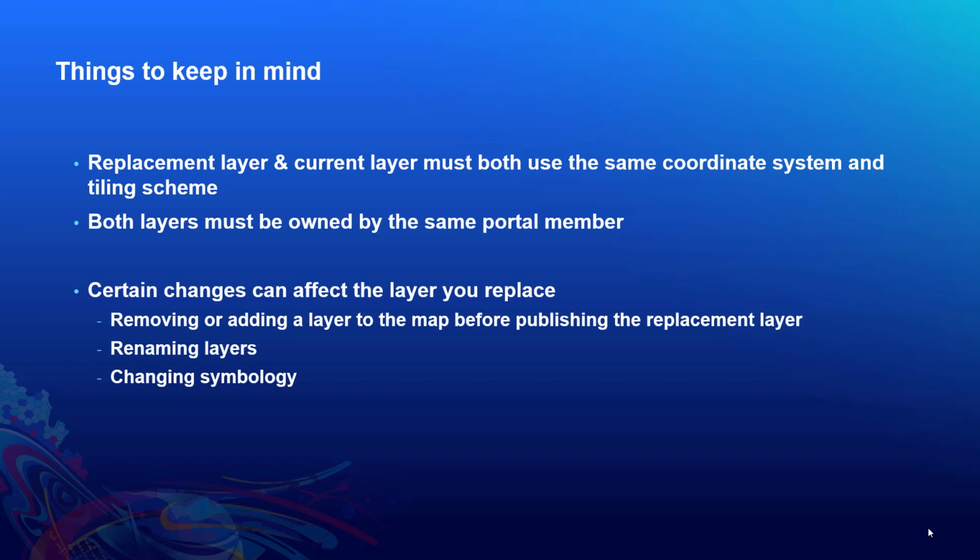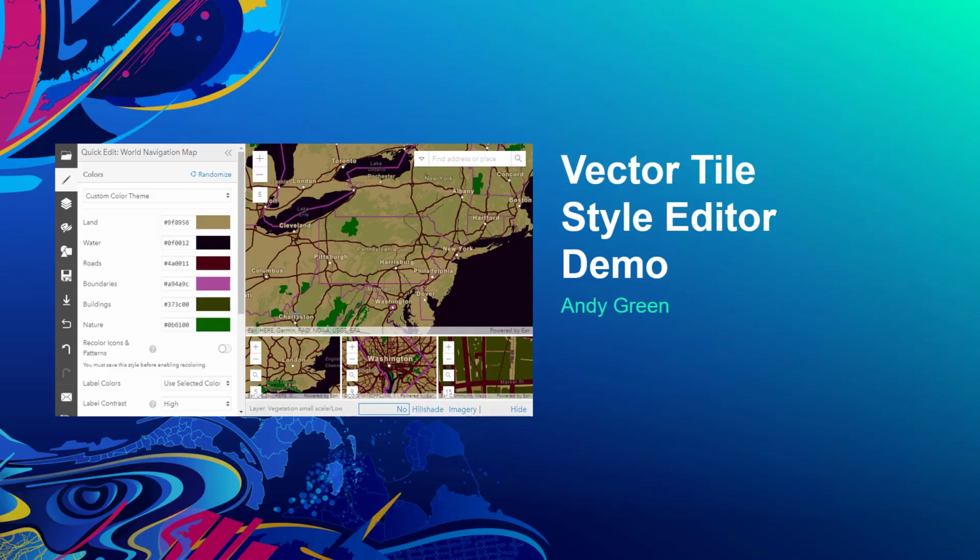There are also certain changes that you can make to your Pro Map document that might affect the layer you are replacing. Things like adding or removing a layer to the map, renaming layers, or changing symbology might result in certain layers not drawing as you would expect. The Preview Styles option is very useful for making sure everything is okay in these scenarios before you commit to replacing your layer. Thanks, Zara.